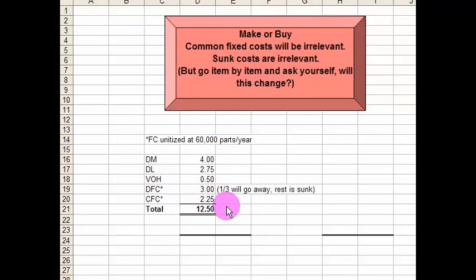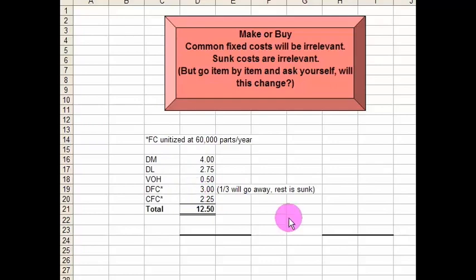The other information in the problem was that of these direct fixed costs, 1/3 will go away if Dial Company buys the part instead of manufacturing it itself. So $1 will go away. The other $2 of the cost are sunk costs. Or to say it another way, $1 of the $3 is relevant, $2 of the $3 is irrelevant costs.